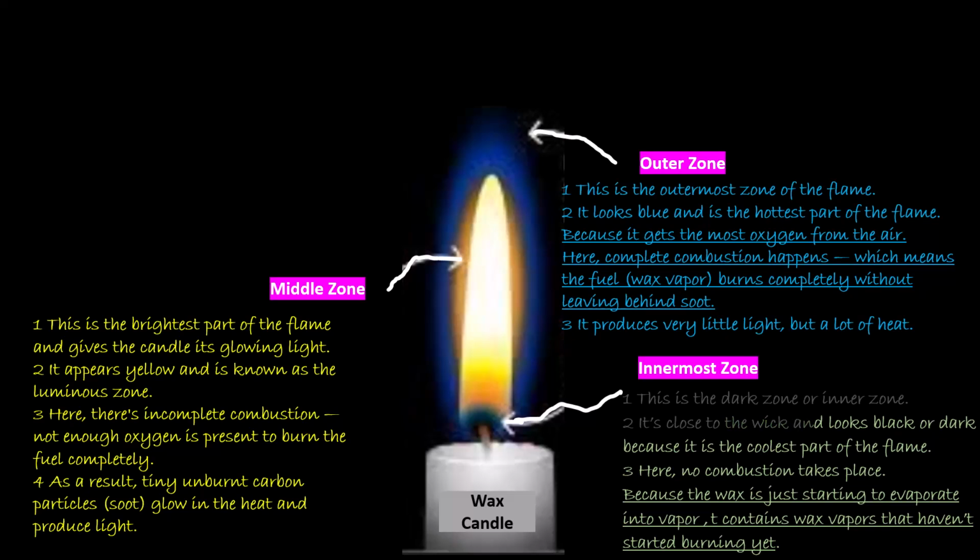This is the dark zone or inner zone. It's close to the wick and looks black or dark because it is the coolest part of the flame. Underline: here, no combustion takes place. Why? Because the wax is just starting to evaporate into vapor. It contains wax vapors that haven't started burning yet.